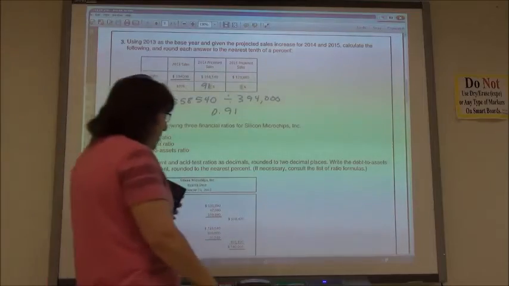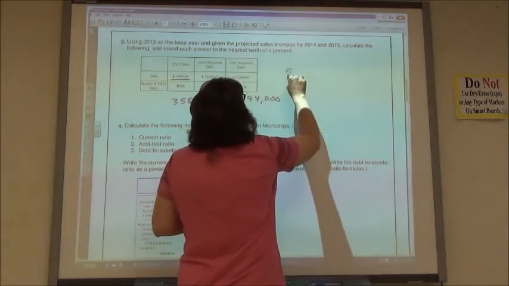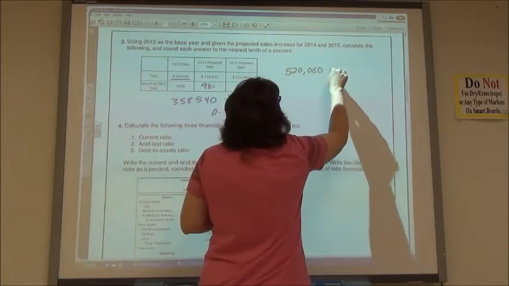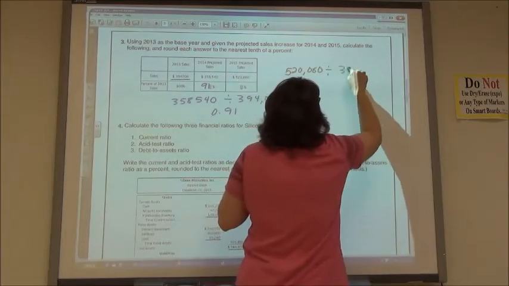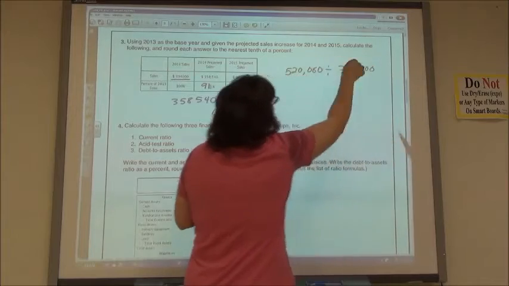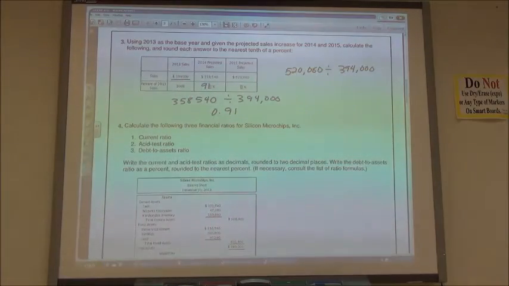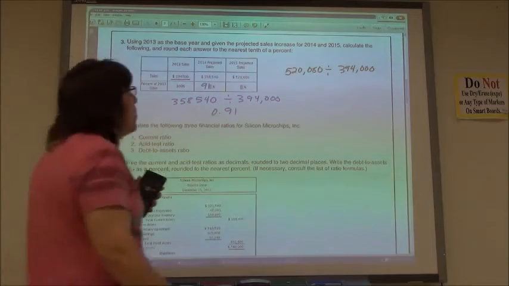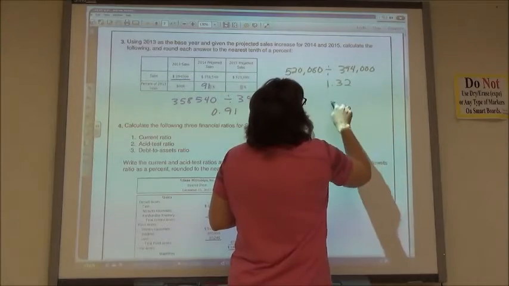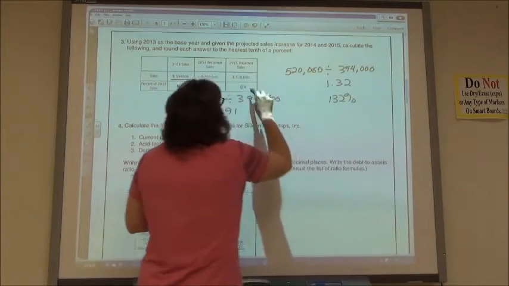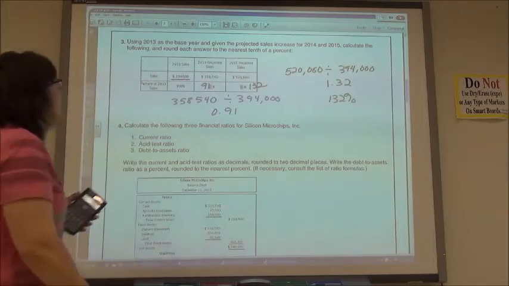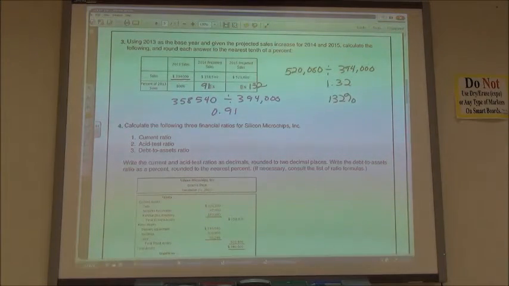In 2015, however, we project our sales to be $520,080. We're basing it on the 394,000. And so here our percent's going to be more than 100% because it's higher than our base is. So 520,080 divided by 394,000 is 1.32, which is 132% then. So in 2014 we have 91%, in 2015 we have 132%.